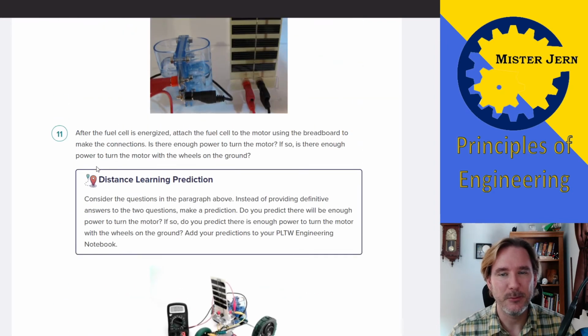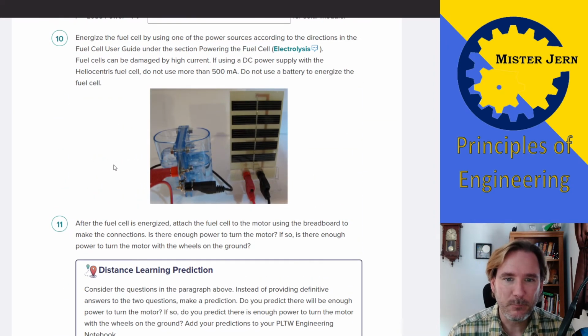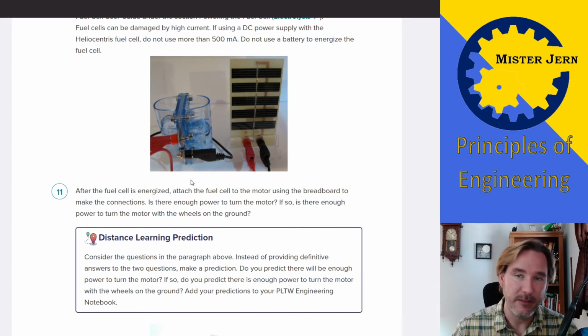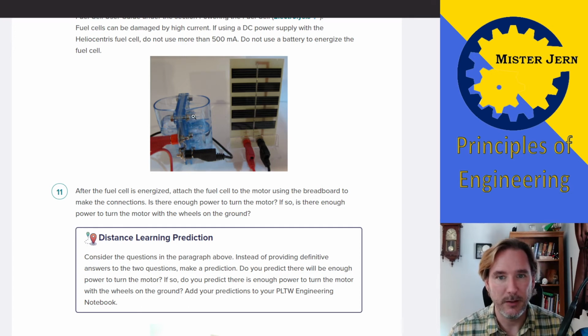For the next few steps, we're going to be energizing the fuel cell. We're going to use the solar panel to charge up the fuel cell. Okay, a better word would be energized. We're using the energy from the solar panel to separate out the oxygen and the hydrogen from the water, which when it's recombined later is going to give us the energy to do stuff. It's going to give the fuel cell its power.